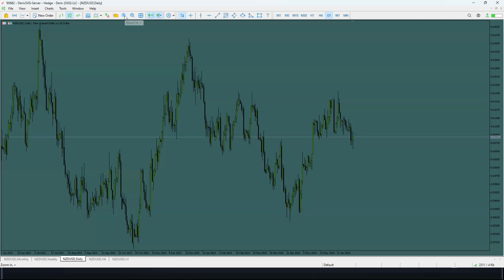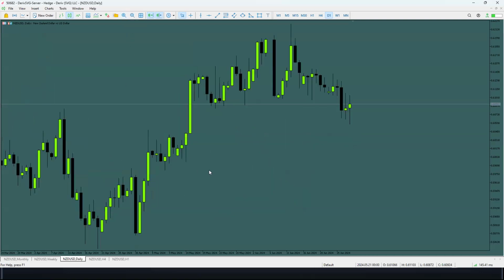Some people will say one, two. Okay, so this is your normal zoom. This is your chart level. Now, some people will draw the trend line on the body. Some will draw the trend line on the wick.